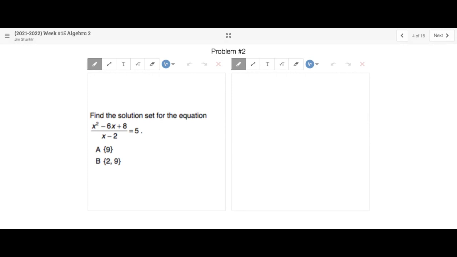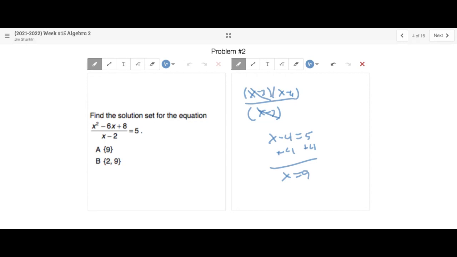My Blackboard's not working too well. Okay, so let's say we factored this. It does factor down to x minus 2, x minus 4, over x minus 2. Look at that. So now I'm left with x minus 4 is equal to 5. If I add 4 to both sides, x equals 9.